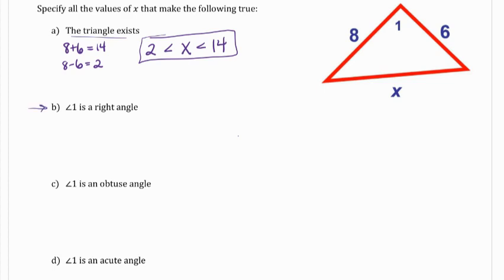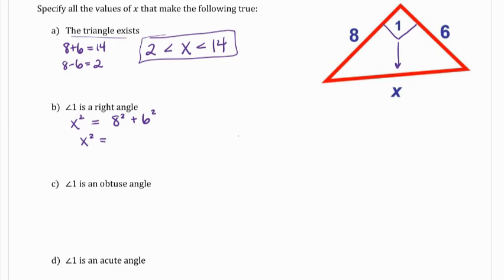So now the next part, I want to say, well, what if angle 1 is a right angle? So what if this angle over here was my right angle? That would mean that x has to be my hypotenuse, right? So if I want angle 1 to be a right angle, that means I want this to be a right triangle, and x is my hypotenuse. So that means that my x squared has to equal the sum of the squares of the legs. So 8 squared plus 6 squared, right? So our Pythagorean theorem has to work.